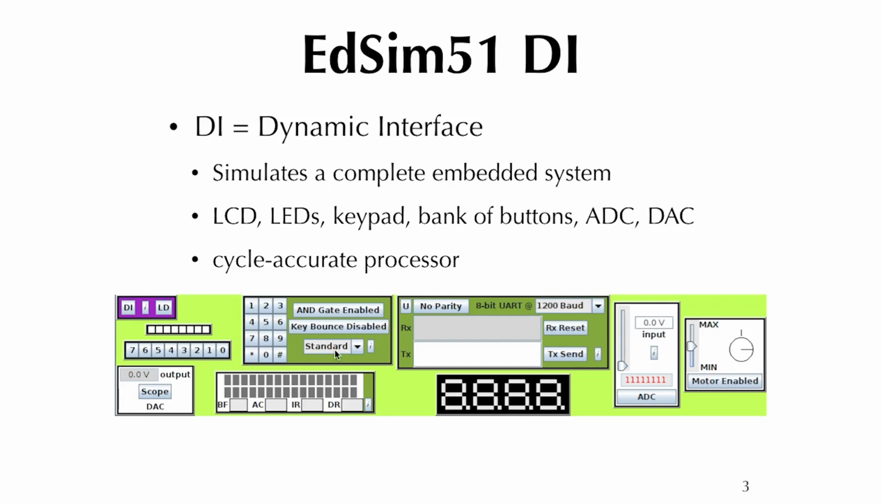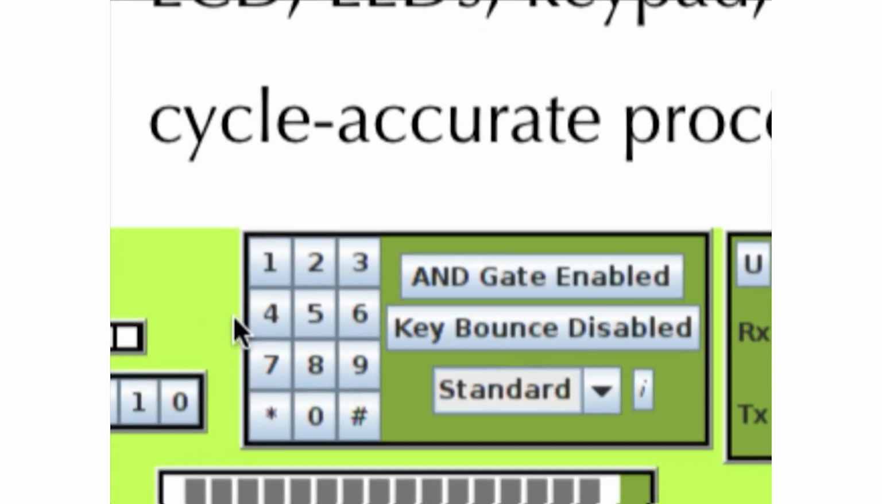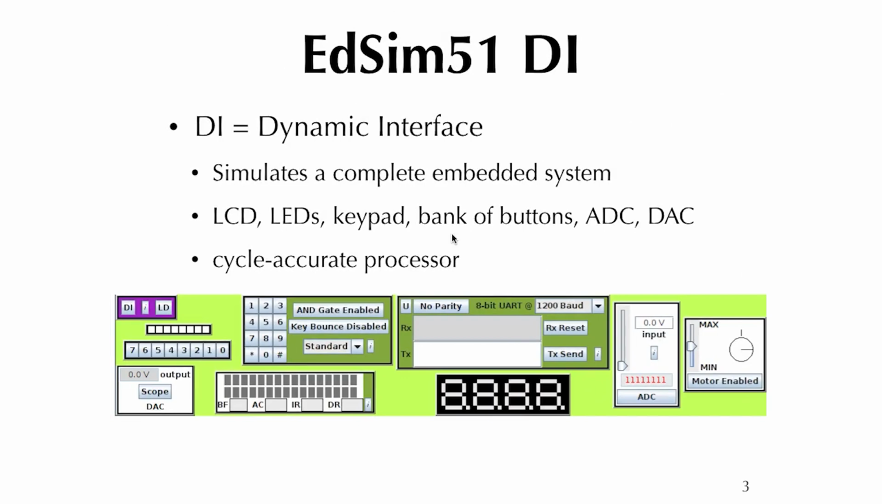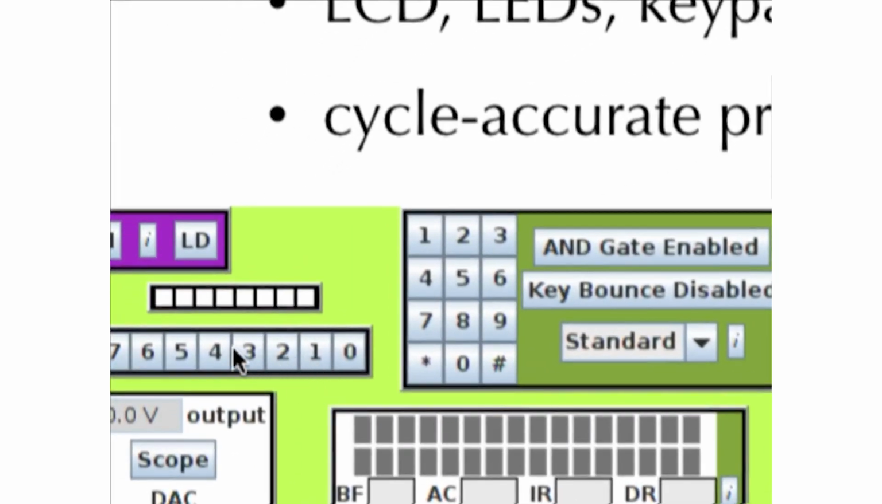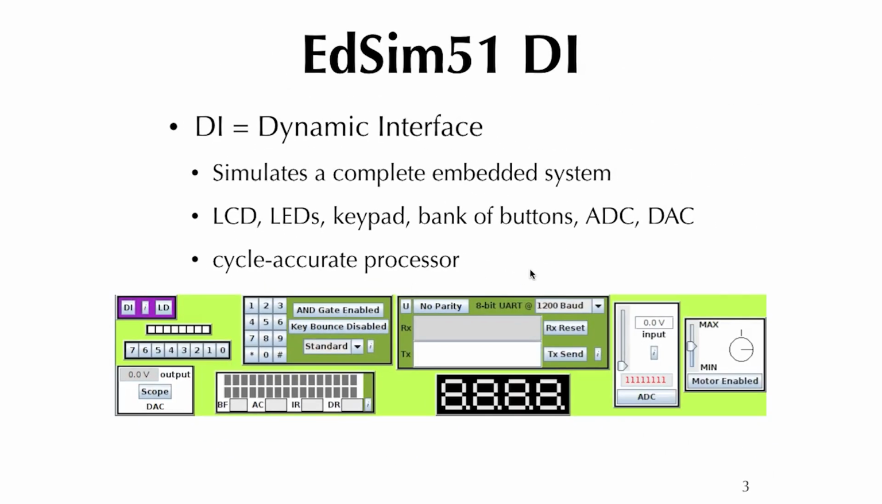And the keypad is more like what you have on a telephone dial. This is more like a telephone keypad. It has 10 digits plus a star and pound. And there is a bank of buttons, so that's what these are. The 0, 1, 2, 3, 4, 5, 6, 7, those are individual buttons you can press.